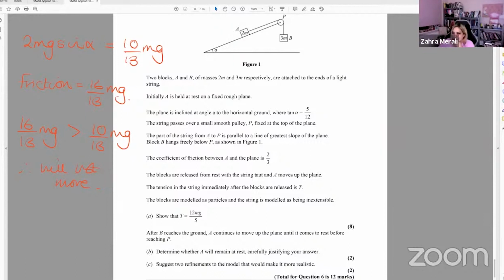And maybe we take into account, don't model the blocks as particles, take into account their shape or their spin. Maybe the weight of the string could be taken into account. Anything that you've assumed, again, you can do that with.